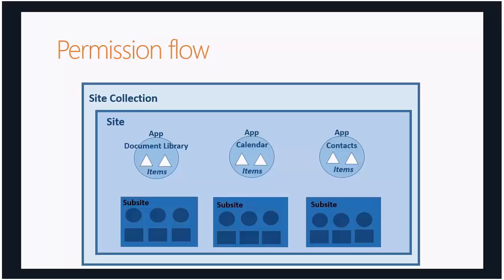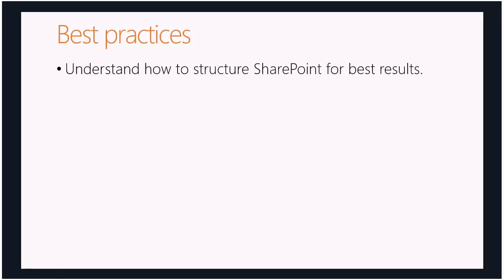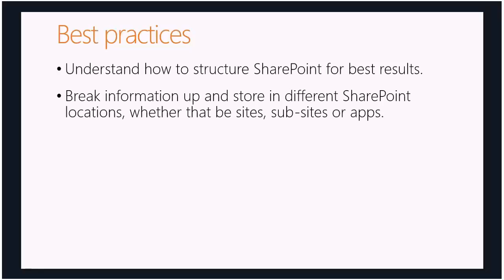I've jumped back a couple of slides here, so let me find out where we ended up. Okay, so let's finish off with some best practices. It's very important to understand how the structure of SharePoint works with site collections, sites, subsites, apps, items, and individual entities, so you can get the best results. Typically it means breaking up the file system and putting it into specific areas. There are plenty of ways to store information in sites, subsites, and individual apps, so use all the areas available to you, because that's how you get optimal performance.